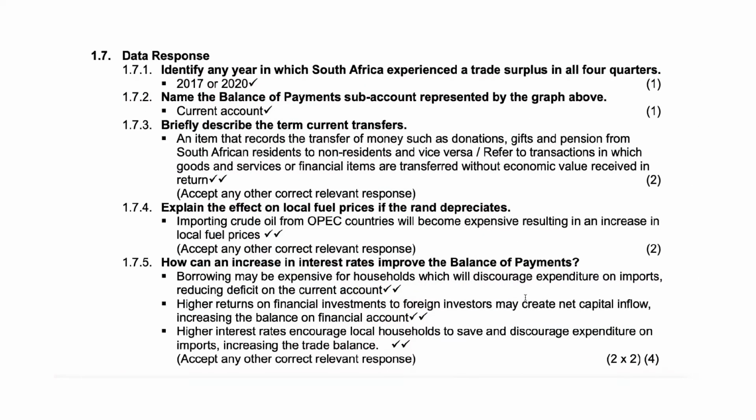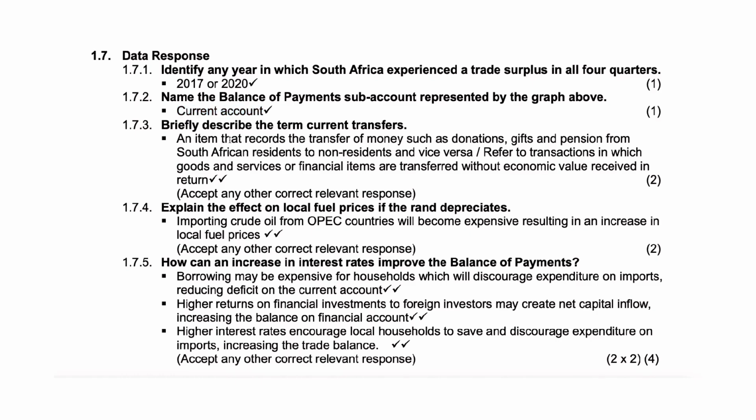Okay, let's have a look at our answers to see if they match. Well, 17 and 20, that's what we said. And current account, because we had trade balance, which basically is merchandise imports, merchandise exports, net gold exports. We also saw current transfers. We saw income receipts, income payments, service receipts, service payments. So basically that was the current account.